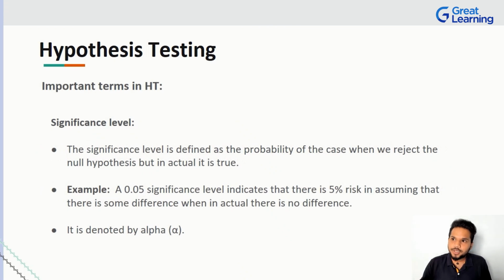Now, the important terms that we have in the domain of hypothesis testing, first of all, was significance level. What do we mean by significance level that I told you about? Significance level is basically the probability of when we reject the null hypothesis, but what happens if it's actually true, right? Look at the example on your screen. It says a 0.05 significance level indicates that there is a 5% risk in assuming that there is a difference when there's actually no difference at all.